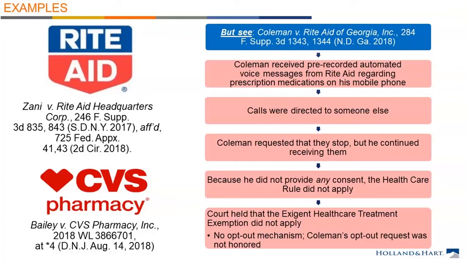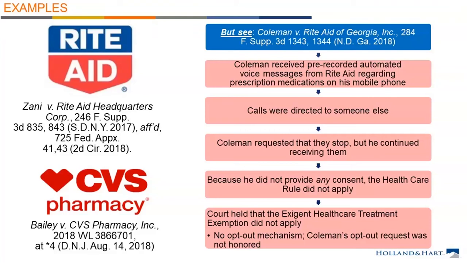In Coleman versus Rite Aid of Georgia, Coleman received a pre-recorded automated voice message from Rite Aid regarding prescription medications, and this was received on his mobile phone. Unfortunately, the calls were directed to someone else. They were not directed to Coleman, but he was receiving them nonetheless. Coleman requested that Rite Aid stop sending messages, but he continued to receive them. And when the court was looking at this, the court determined that Mr. Coleman did not provide any consent, and therefore the health care rule did not apply.